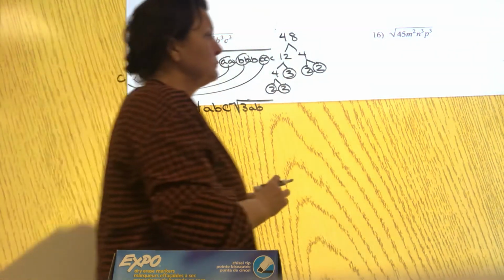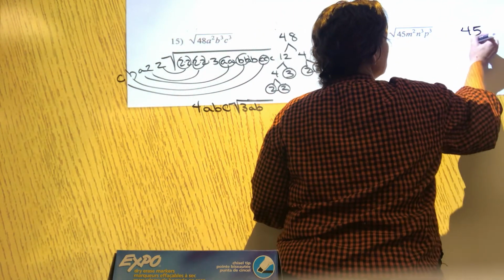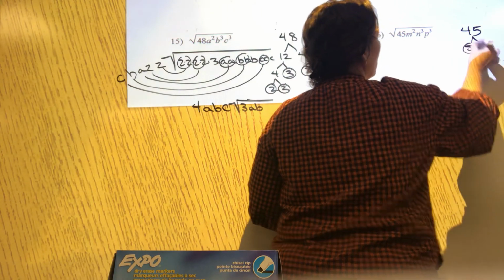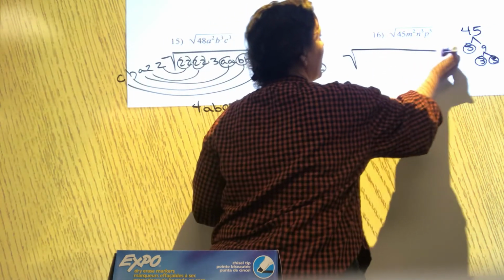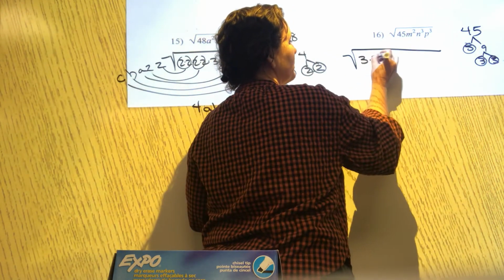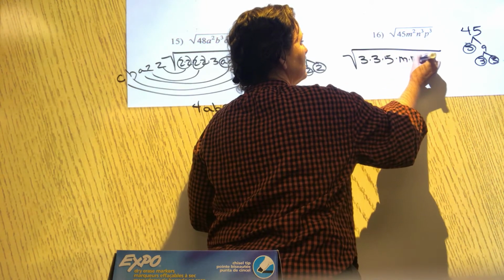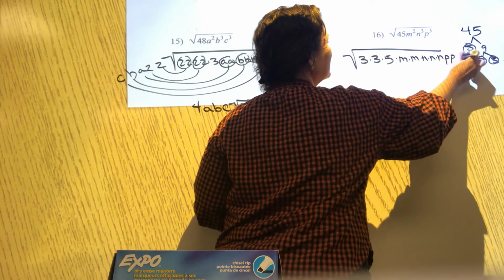Last one. We have 16. 45 breaks down to be 5 and 9, and 9 is 3 and 3. So we have our primes, 3 times 3 times 5. So let's rewrite our radical. 45 is the same thing as saying 3 times 3 times 5. And we got a couple M's, 3 N's, and 3 P's.